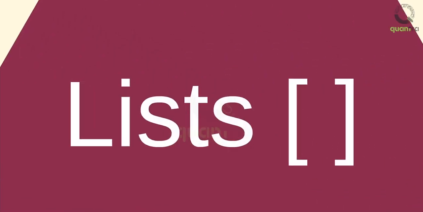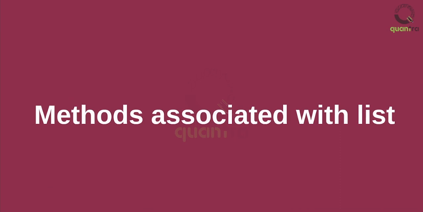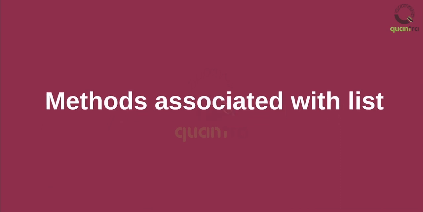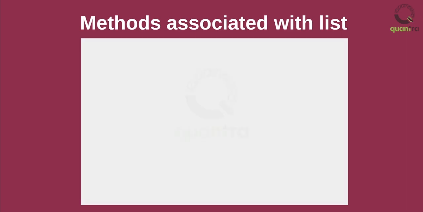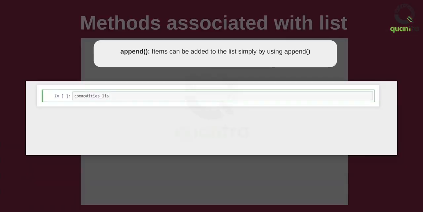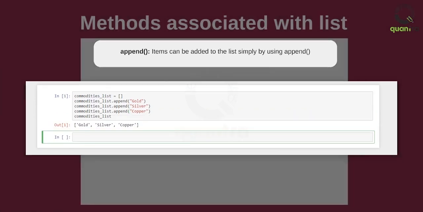We start with lists. List is a mutable object, like a one-dimensional array. There are several methods associated with it. Some of them are listed over here. Let us now try out each of these methods in an IPython notebook. The first one is append. Append is used to add items to the list. Here we are adding elements to the list called commodities_list, and then viewing it.